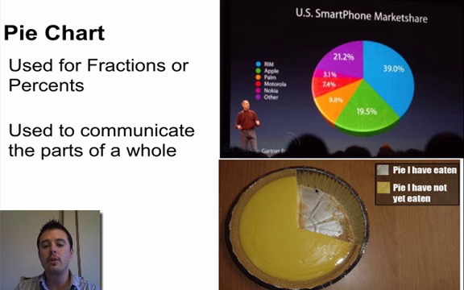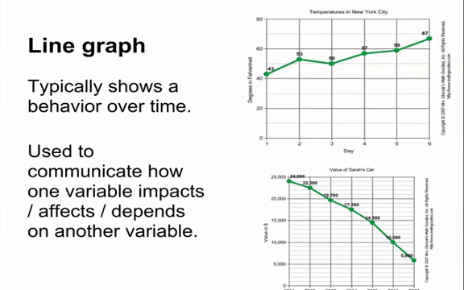Okay? This is also another pie chart, based on pie. Pie I have eaten, pie I have not yet eaten. Huh. That's funny. It's a pie chart about pie. That's good. All right. You could also have a line graph.